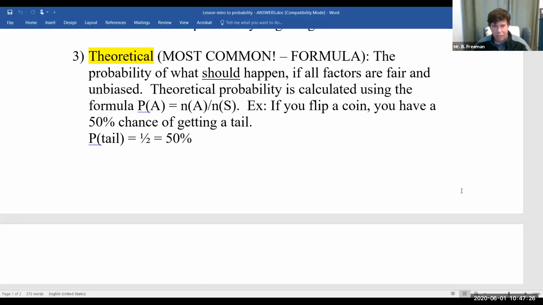And if that Venn diagram language confuses you, then just go with the simple formula that probability of an event is what you want over all possibilities. And that's the formula. So if you flip a coin, you have a 50% chance of getting a tail. Probability of a tail is 1/2 or 50%.